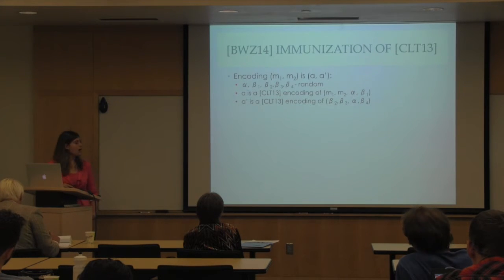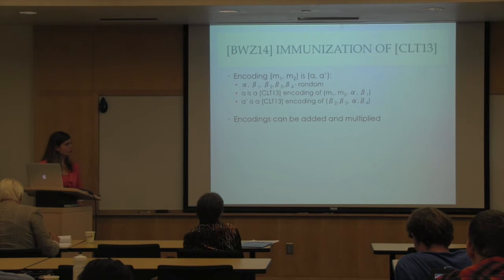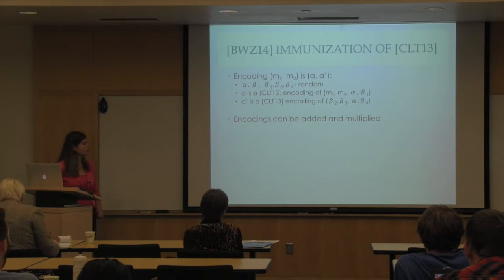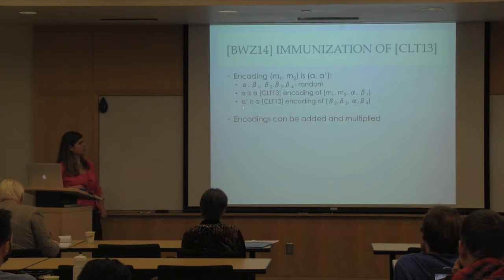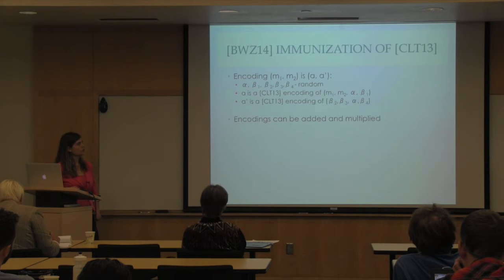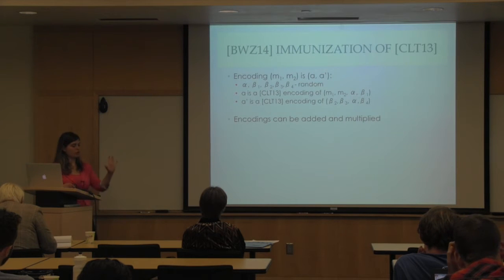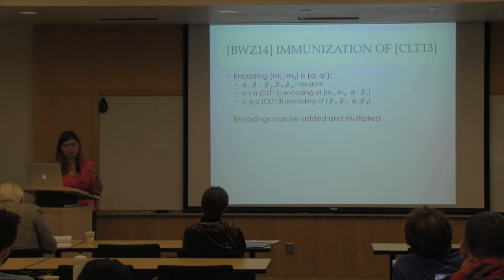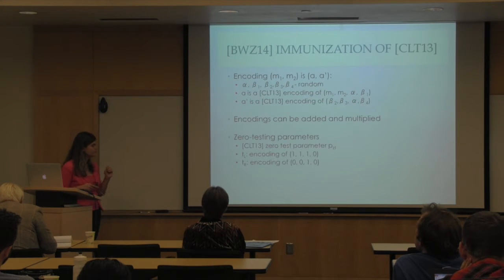Now we can also observe that we can add and multiply these encodings. How do we add and multiply these encodings? Well, we just add and multiply component-wise. Each encoding now is a pair of original CLT encodings, and we can just add and multiply the corresponding coordinates. So we preserve the computation properties for this multilinear map.